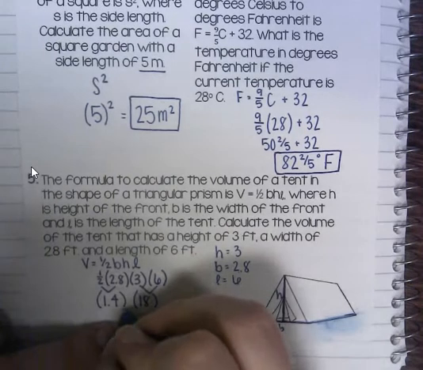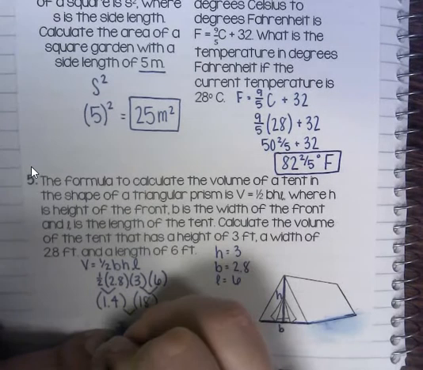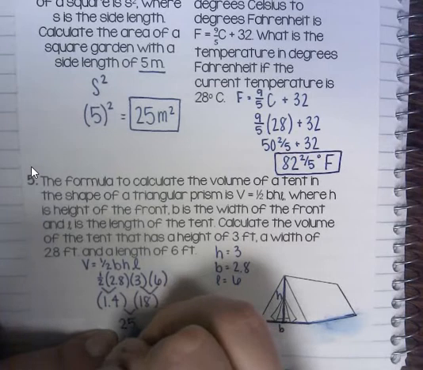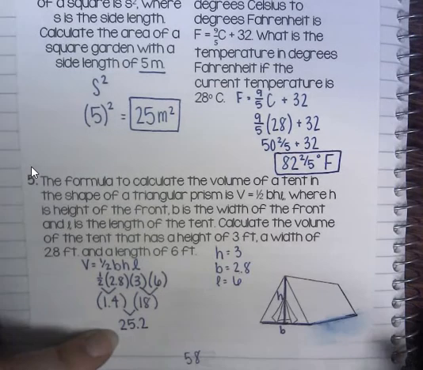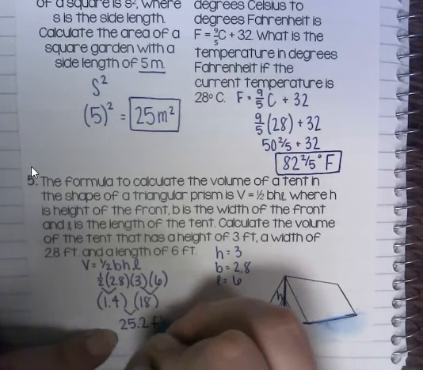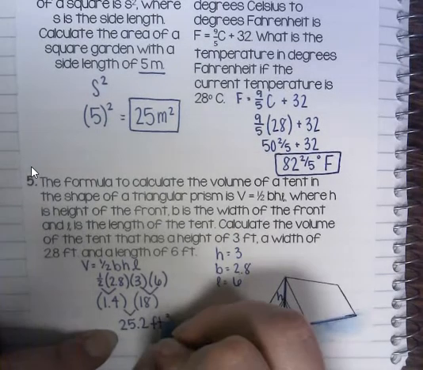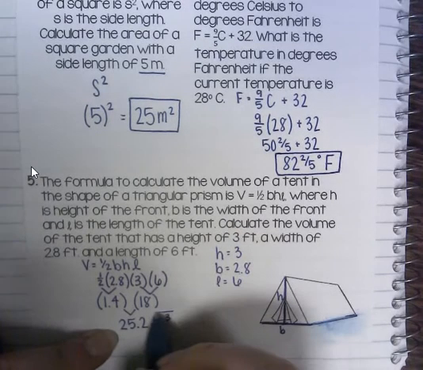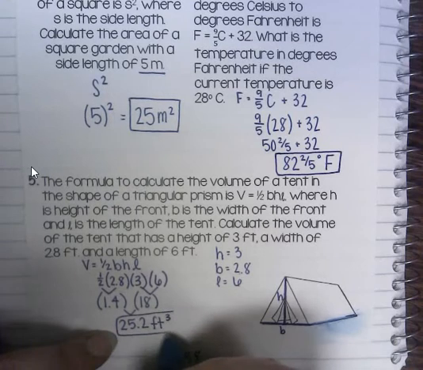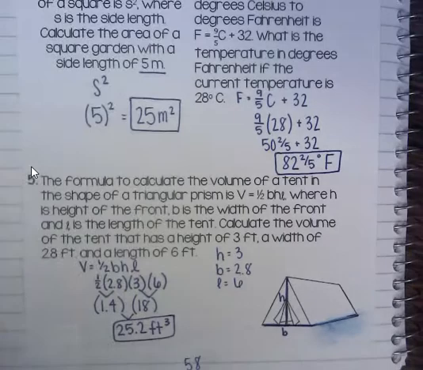Then I'm going to multiply 1.4 times 18 and get 25.2. Since we're talking about feet, our label is going to be feet, and volume is cubed. Perimeter is nothing, area is squared, but volume is cubed.